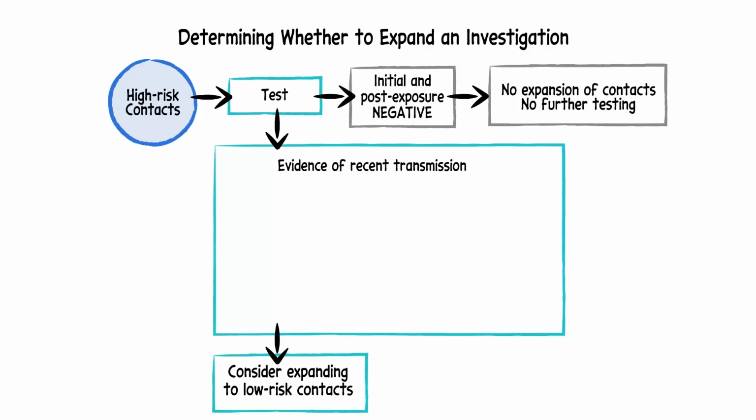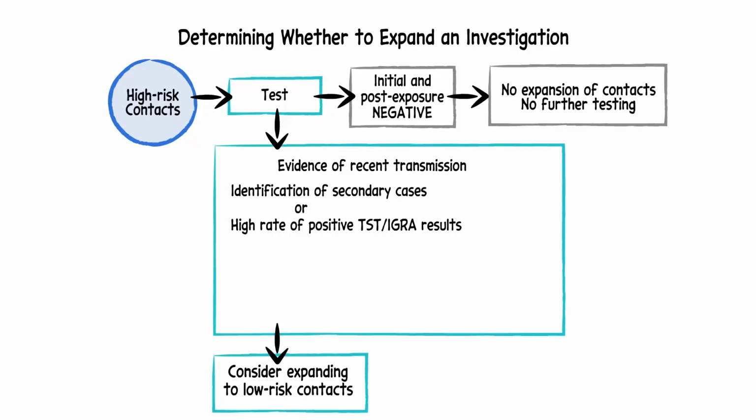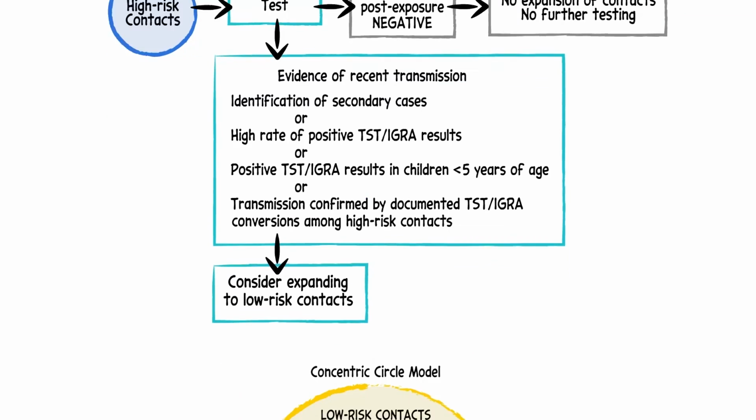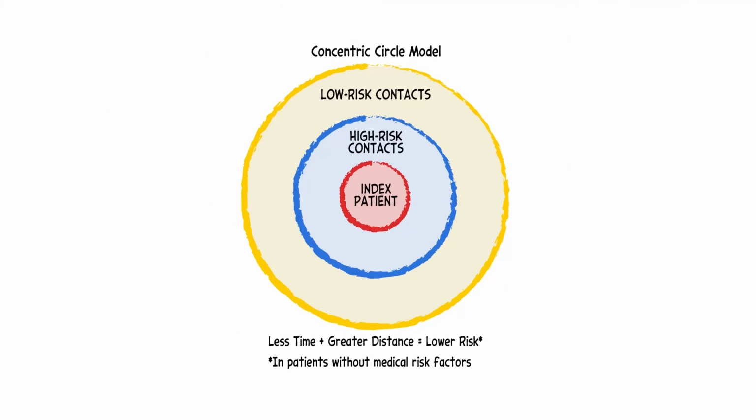Evidence of recent transmission includes identification of secondary cases, or a high rate of positive TST or IGRA results that meet or exceed your TB program's recommendations, or positive TST or IGRA results in children under 5 years of age, or transmission confirmed by documented TST or IGRA conversions among the high-risk contacts. Again, thinking in terms of the concentric circle model, you would then move out to the group of low-risk contacts.